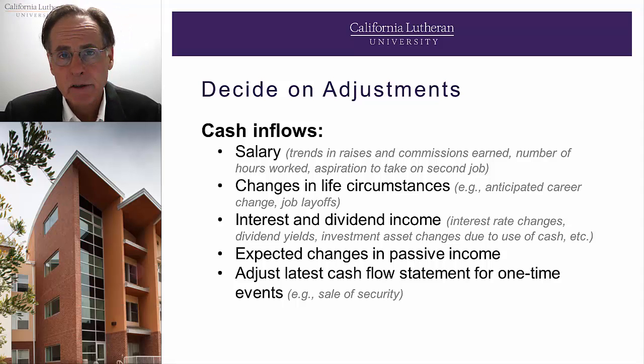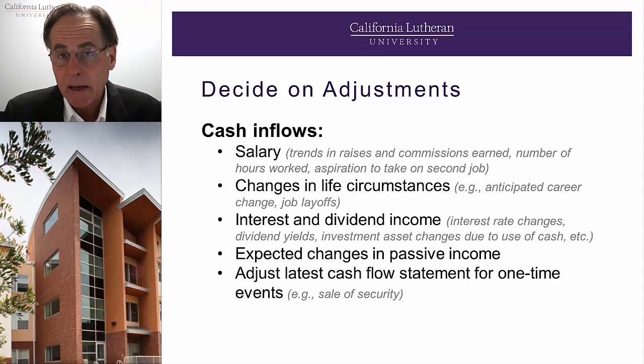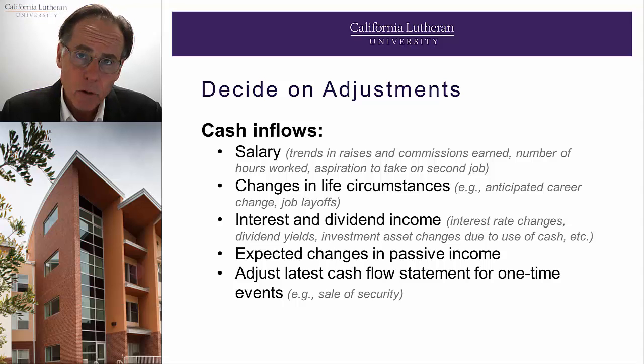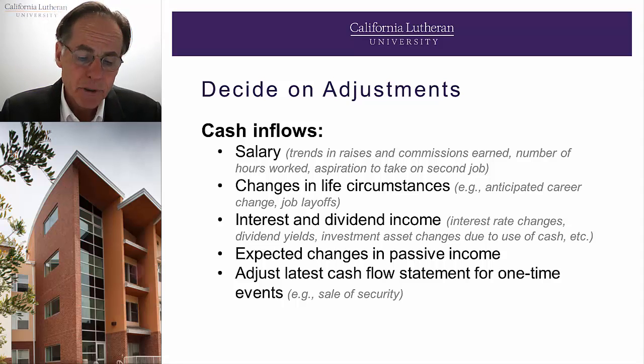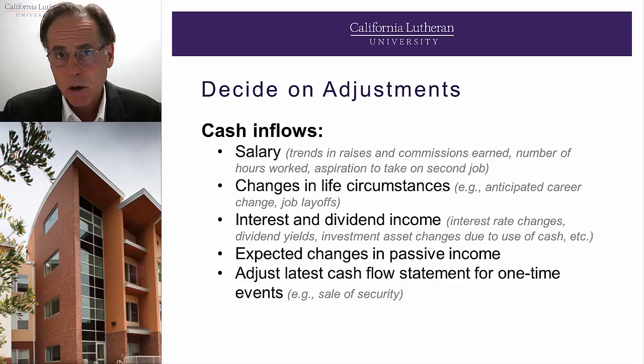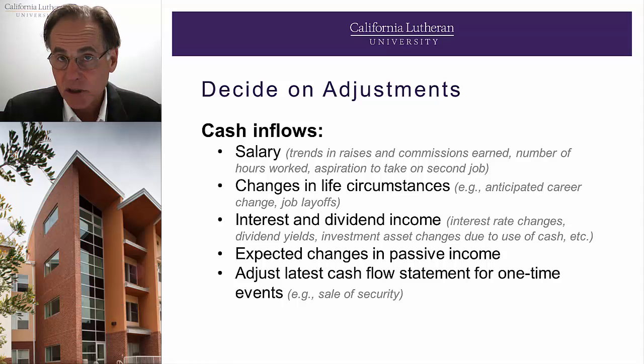What do you think about dividend and interest income? Have interest rates and dividend yields changed significantly? Has the investment account increased in value, or is it significantly lower because assets were used and they're no longer available to generate interest income? Do you project any material changes in passive income, such as rental income or royalties off a book, for example? Remember, you need to identify which incomes were one-time events that shouldn't be projected into the pro forma. For example, capital gains from the sale of a security.